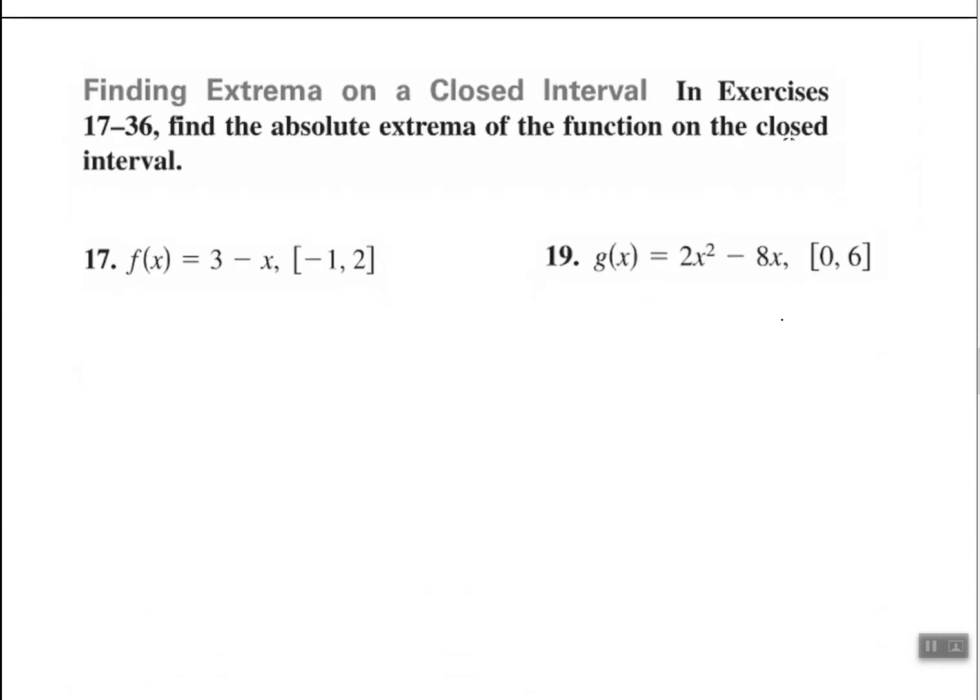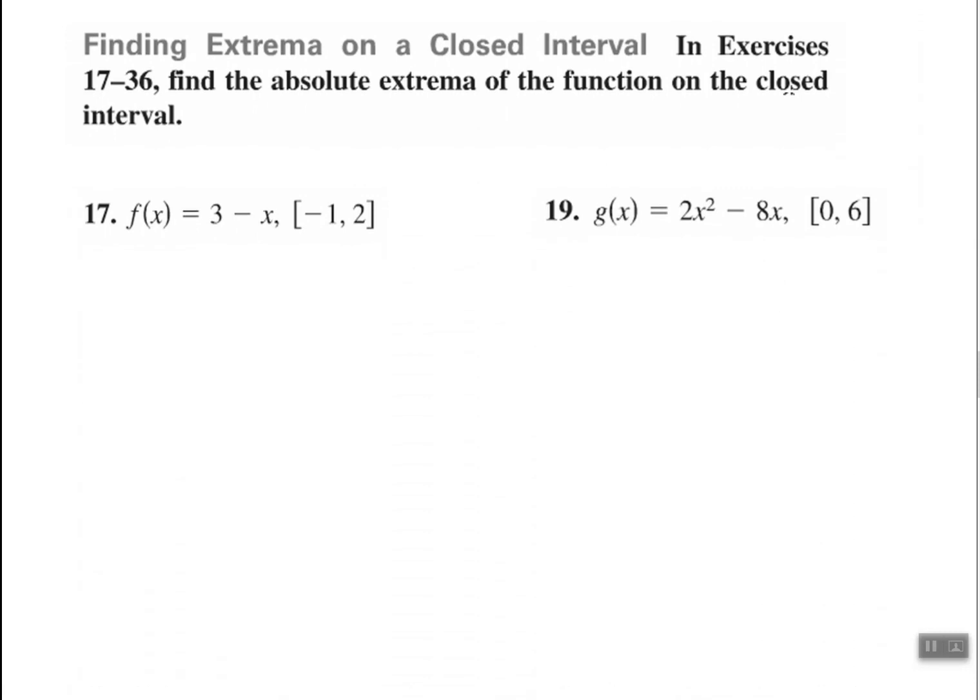All right, so finding extrema on a closed interval. I want to find the absolute extrema of the function on the closed interval. So step 1, we need to find our derivative because we have to find the critical number. So the derivative of this is negative 1. If we set negative 1 equal to 0, our derivative equal to 0, that doesn't equal anything. So there are no critical numbers here.